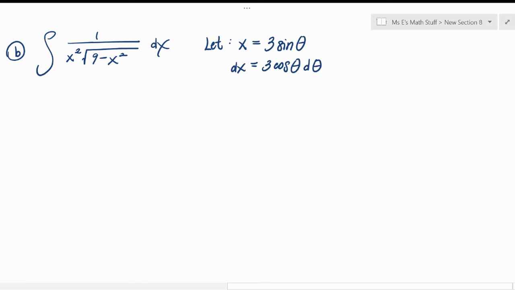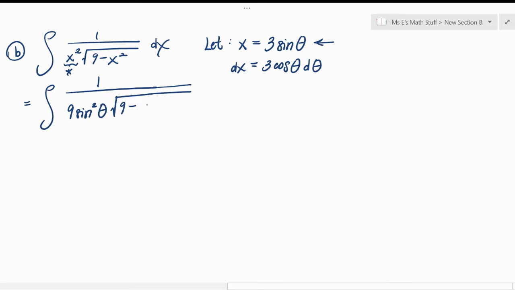Okay, now from here, let's see what happens when we write this integral all in terms of theta. No more x's, just thetas. So for example, x squared right there, what would we swap out for that? We're just going to square both sides of that primary relationship, and we would get 9 sine squared theta. So that's what would replace x squared. And then we'd have the square root of 9 minus 9 sine squared theta. And for dx, we'd replace that with 3 times cosine theta d theta.